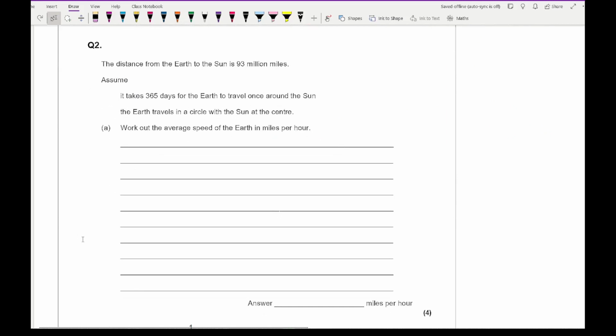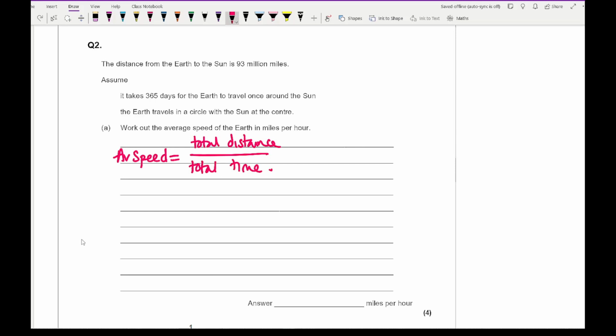Moving on to question 2, it says that the distance from the Earth to the Sun is 93 million miles. Assume it takes 365 days for the Earth to travel once around the Sun. The Earth travels in a circle with the Sun at the centre. Work out the average speed of the Earth in miles per hour. Now with this, the average speed is equal to the total distance over the total time.